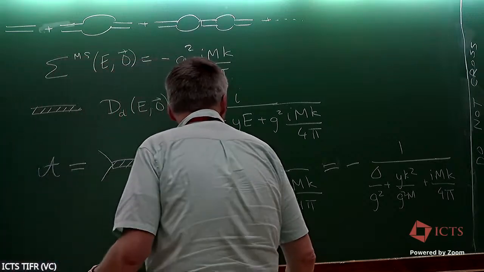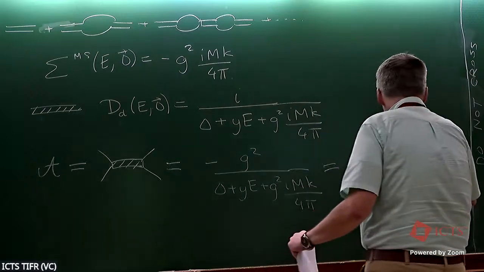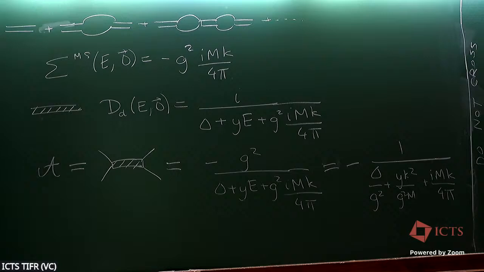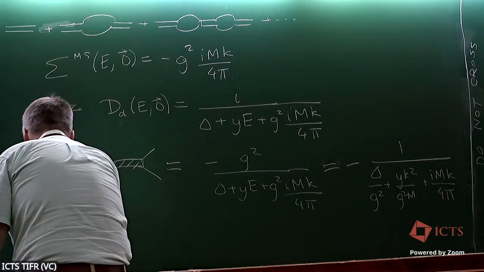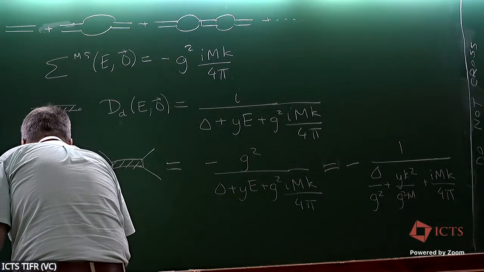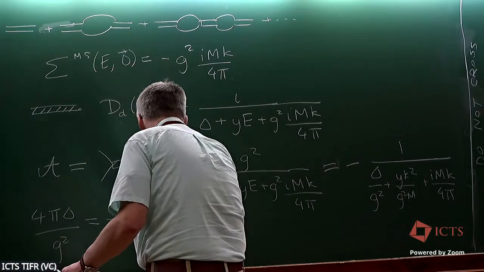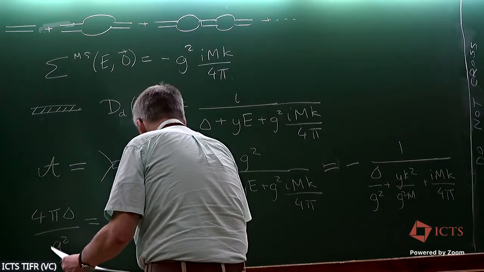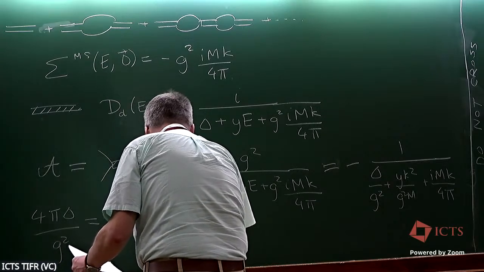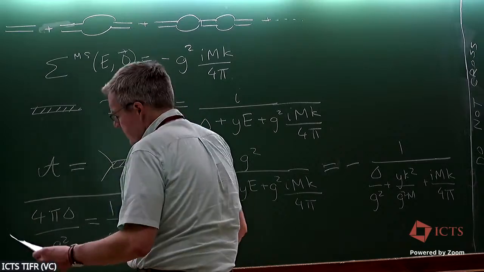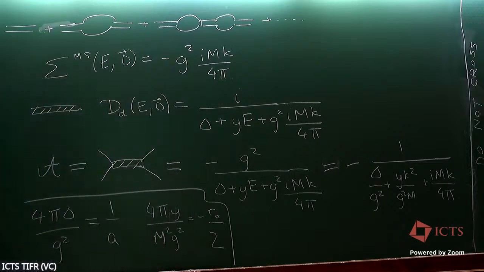I don't want to belabor the point here, but if you want to make this match the goal, we won't worry about the shape parameter at this stage, then you can do that by just picking the parameters associated with the dimer. So this 4 pi delta over G squared is 1 over A, and 4 pi Y over M squared G squared is minus R0 over 2. We're going to reuse these formulae in a few minutes, so I'm going to keep them over there.